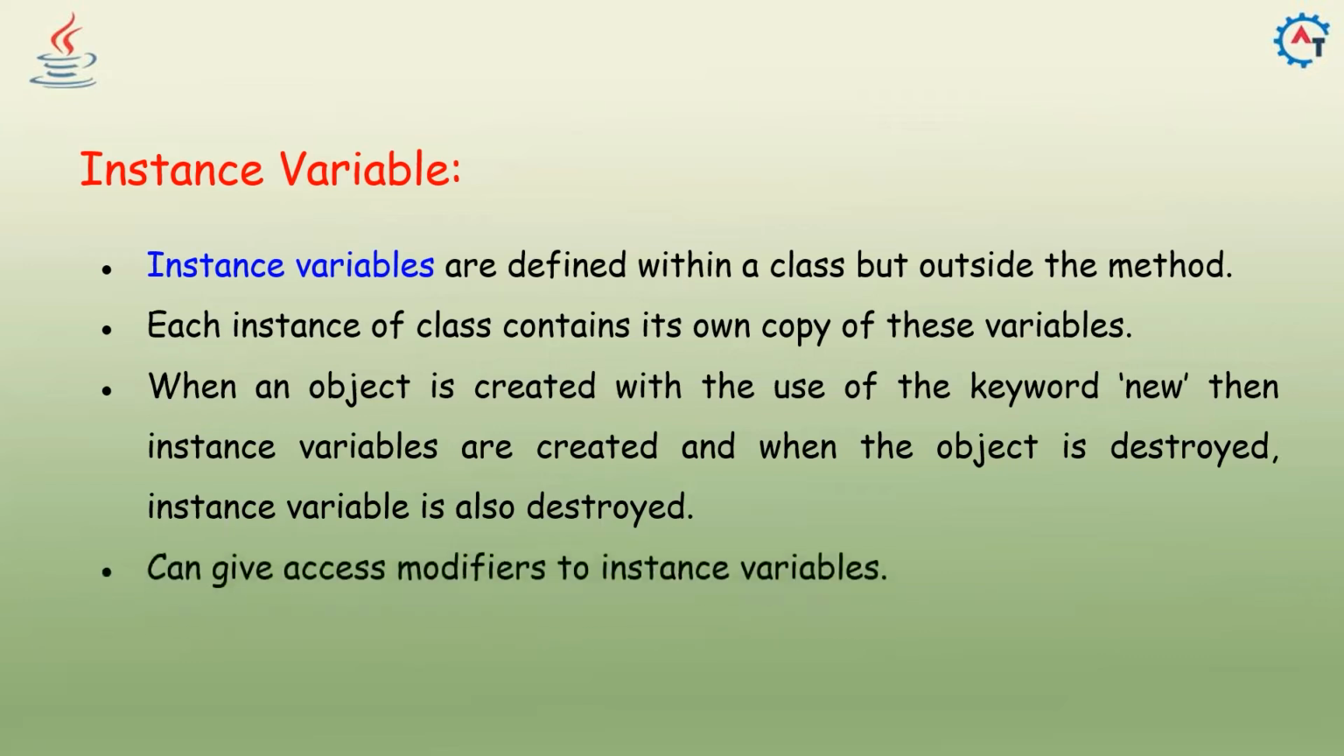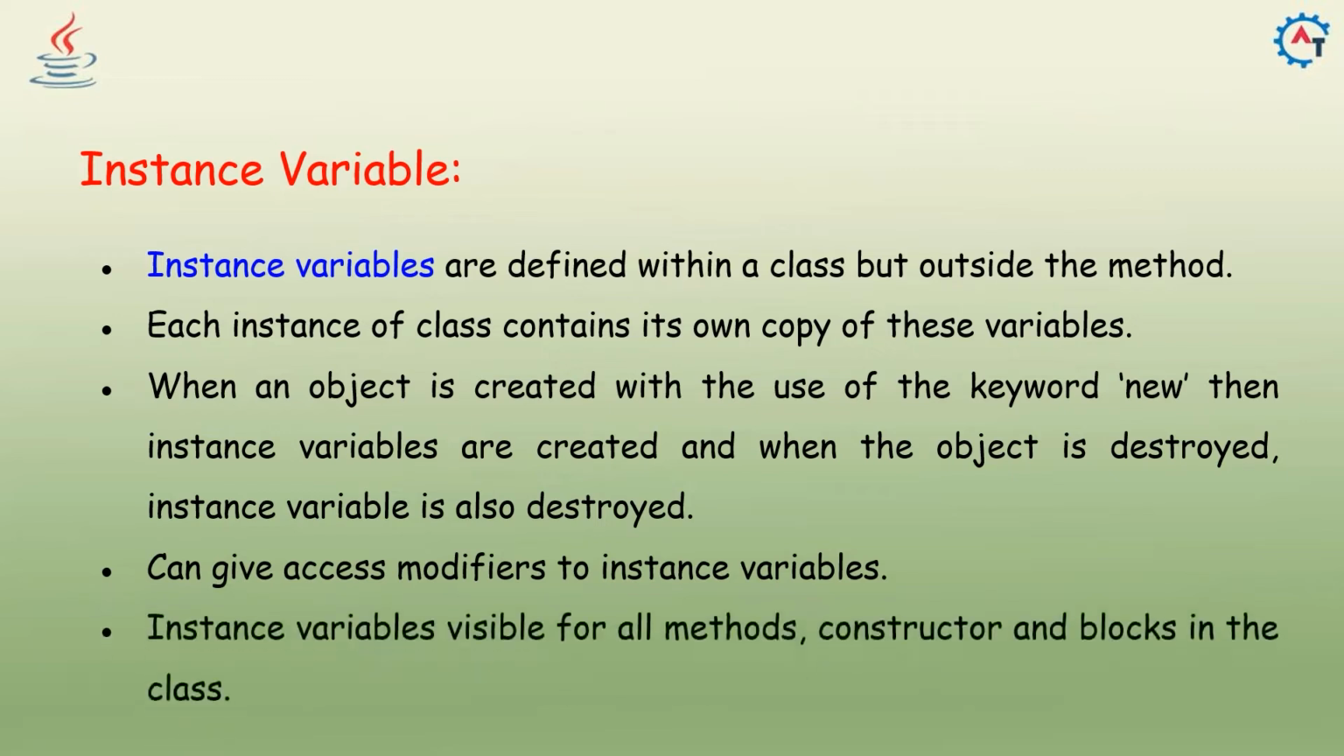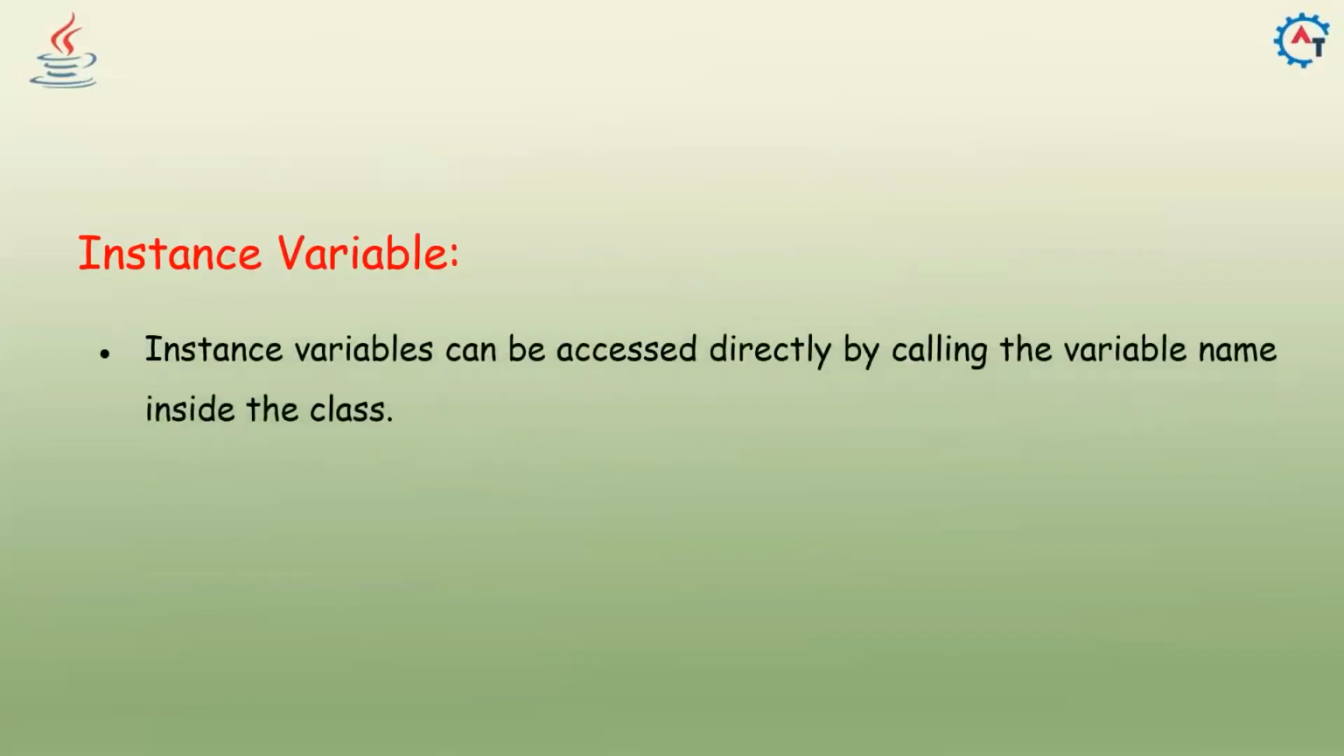Okay. We can give access modifiers to instance variables. In our previous video on local variables, we discussed that access modifiers are not possible to give for local variables, but here you can provide access modifiers. Instance variables are visible for all methods, constructors and blocks in the class. Okay, this is not restricted to anything. If you create it at the class level, that can be used inside the methods, constructors, in the blocks, everything. So instance variables can be accessed directly by calling the variable name inside the class. Okay, so you can directly call it wherever you want.